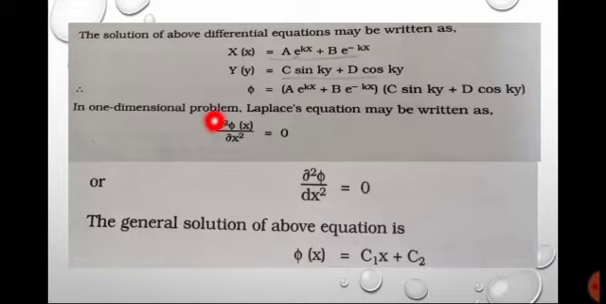Hence, in a one dimensional problem, the Laplace equation may be written as del square phi of x upon del x square is equal to 0, or del square phi upon del x square is equal to 0. The general solution of the above equation is phi of x is equal to c1 x plus c2. So in this way we find the Laplace equations.